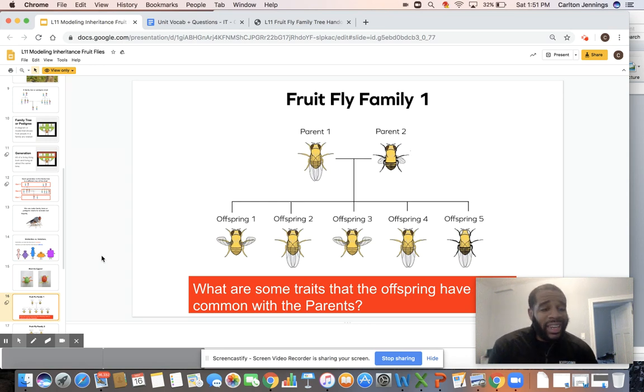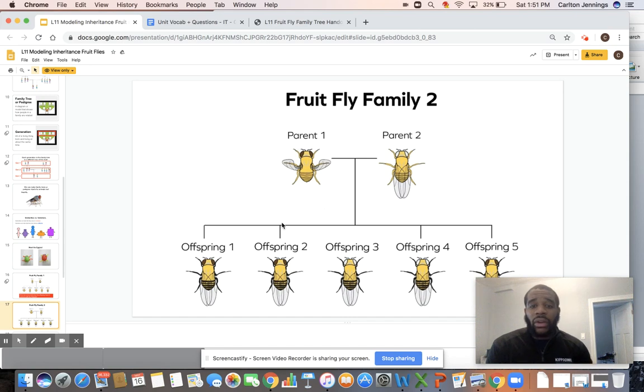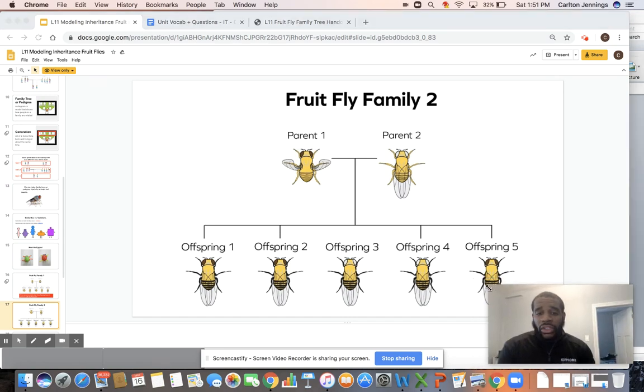So model one is incorrect, and you'll need this for your exit ticket. Model one is incorrect. Let's look at model two. We have mom. She has those wings that kind of are going out. Dad has those longer wings with some white eyes. So let's look at model two, offspring one. Can offspring one be an offspring of the two parents?